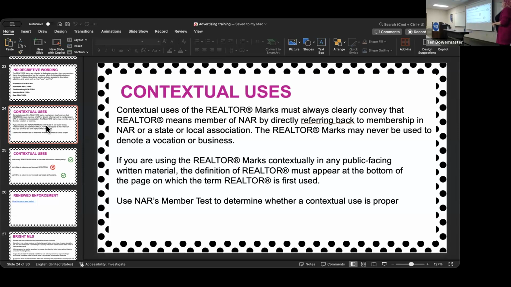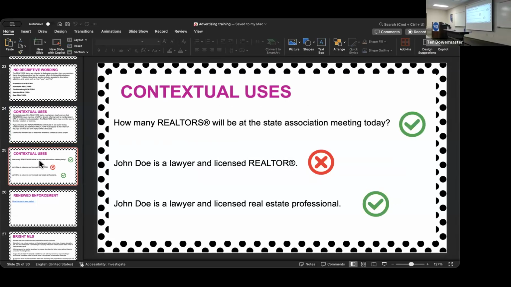John Doe's a lawyer and a licensed Realtor. Technically, that's wrong. He's not a licensed Realtor. He's a licensed salesperson. That's his profession, right? And that's how it's written there at the bottom. Okay, just to give an example of what it's meant to be.